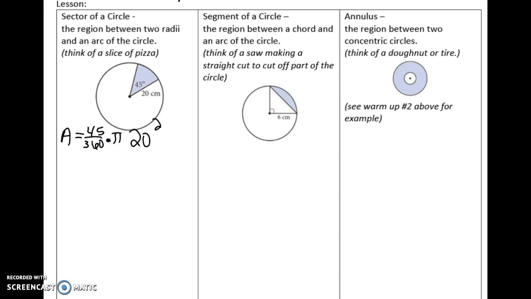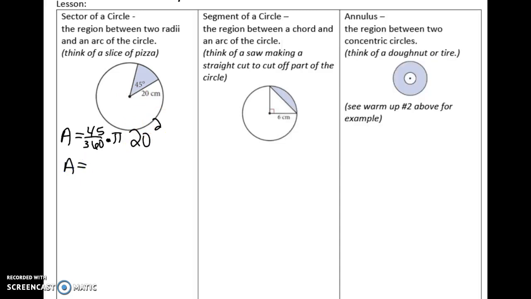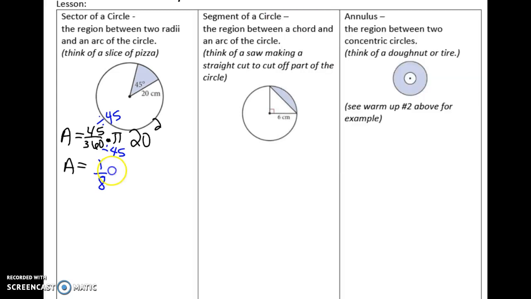All right, so this time, since our radius is 20, we can go ahead and fill in that 20 for the r. So then we can simplify. From there we can simplify 45 and 360. So I would just divide each of them by 45 to get 1/8. Okay, and then we still have pi times 20 squared.